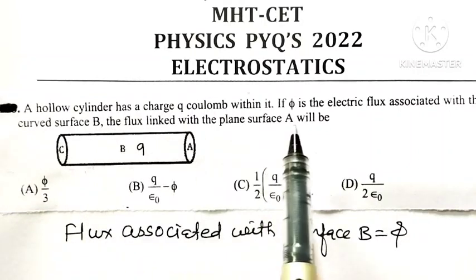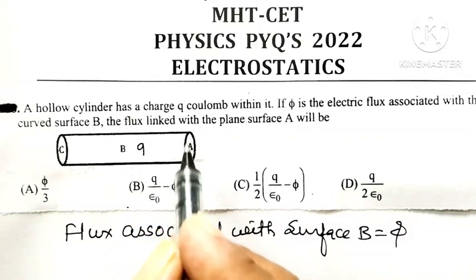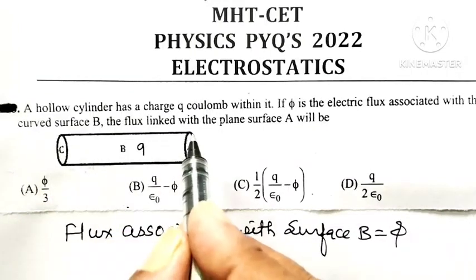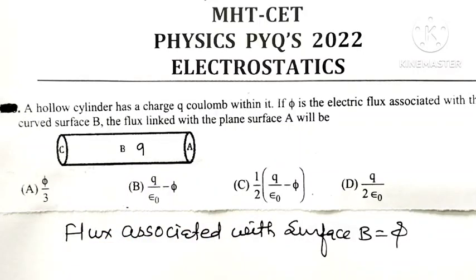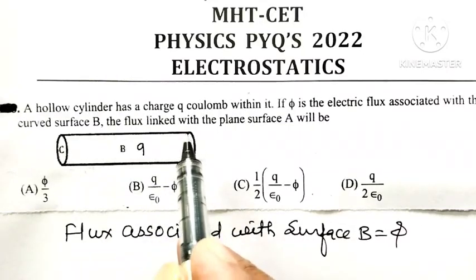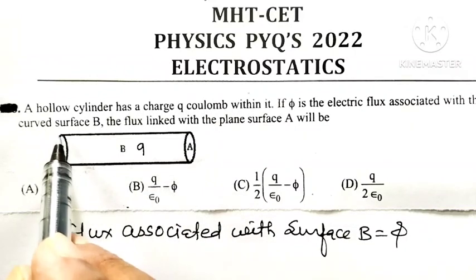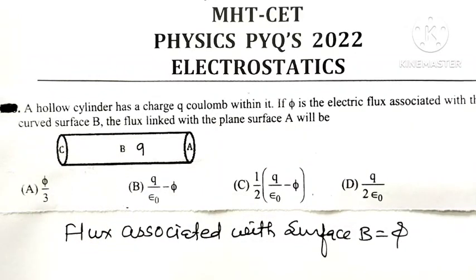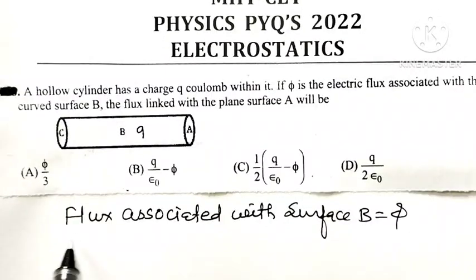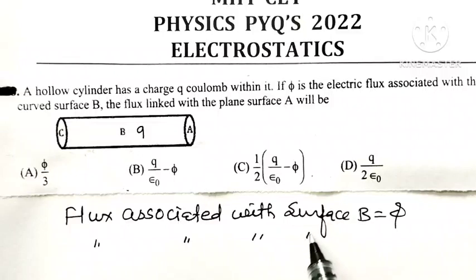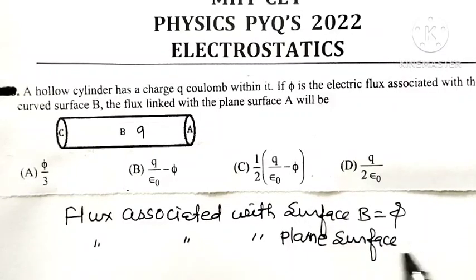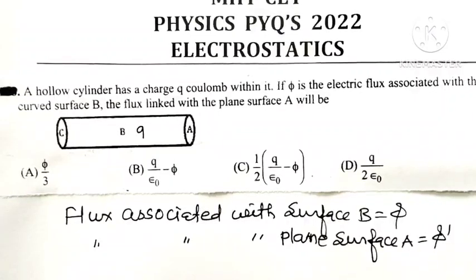Now the flux linked with plane surface A. Look at this plane surface A. Here there are two plane surfaces, A and C. And from the symmetry, whatever flux is associated with plane surface A, the same flux is associated with plane surface C. If the flux associated with plane surface A is phi dash, then the flux associated with plane surface C is also equal to phi dash.